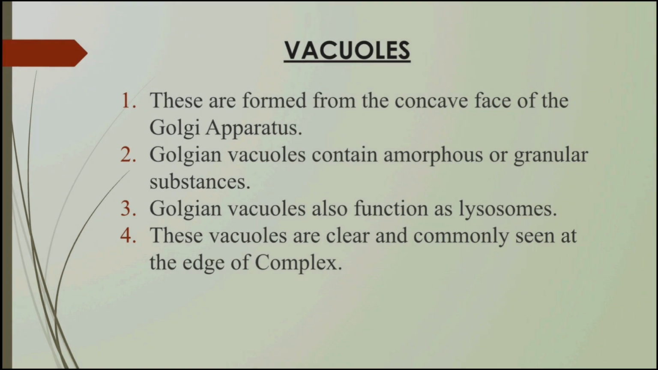Next part is vacuoles, which are formed in the concave surface of the Golgi apparatus. These vacuoles are clear and commonly seen at the edges of the complex. They contain an amorphous or granular substance. They also function as a lysosome.